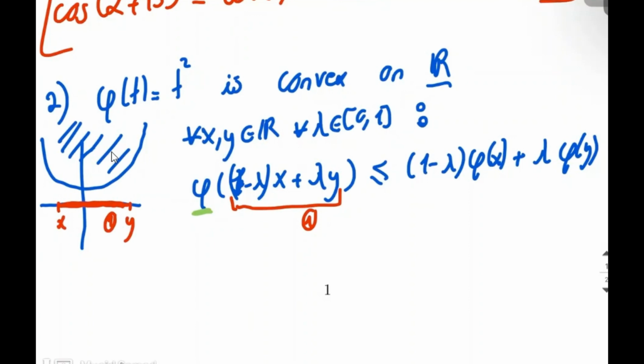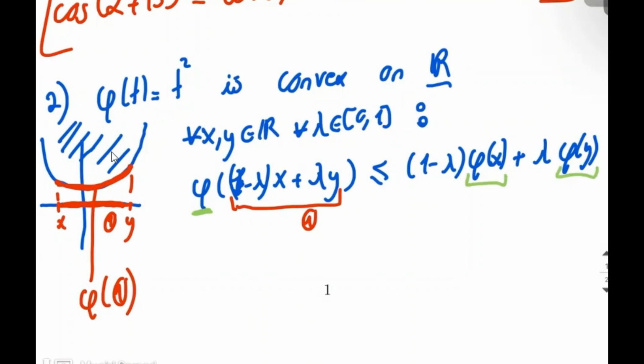So if this is here, this point, then this would be the entire left-hand side. So this is the function phi applied to this convex combination. It would give us this entire arc. Let's take a look at the right-hand side. What do we have here? We have here a convex combination between phi of x and phi of y.